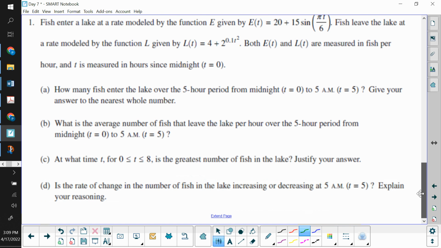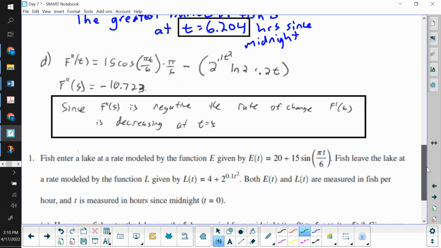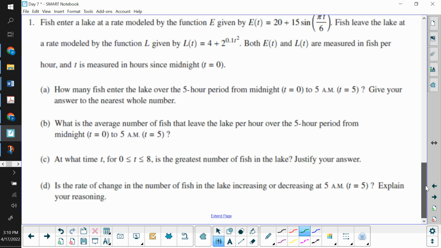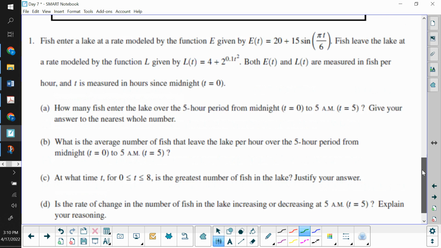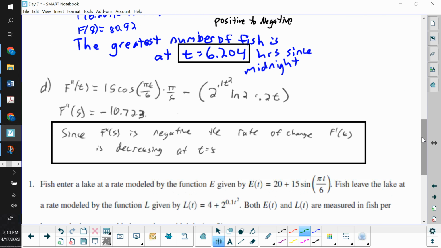And the last one, we want to know when the rate of change, so in other words, for us, that's what I called f prime, is increasing or decreasing at 5 a.m. So we would want to know if f prime has a positive or negative slope. To know if f prime has a positive or negative slope, we have to look at f double prime.